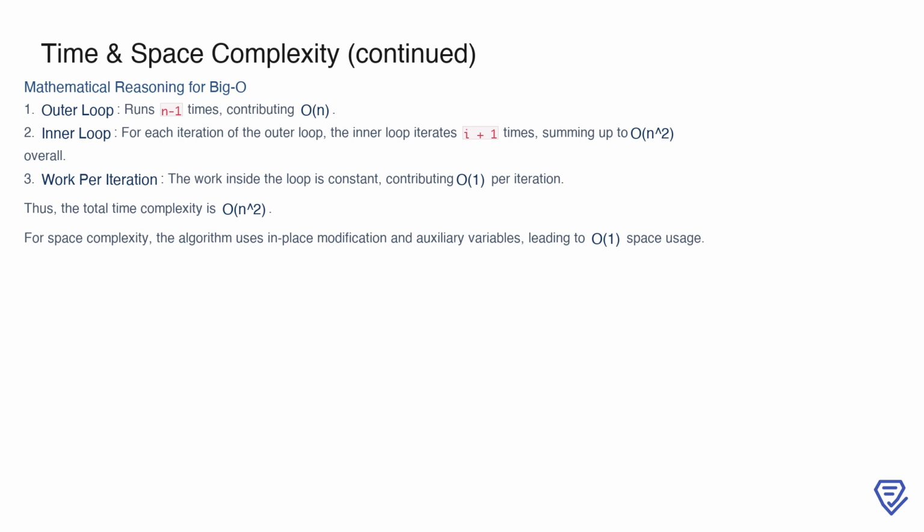For space complexity, the algorithm uses in-place modification of the input triangle and only a few auxiliary variables, such as for row and column tracking, which leads to a space complexity of O(1). This efficient use of time and space makes the dynamic programming solution highly effective for solving this problem.